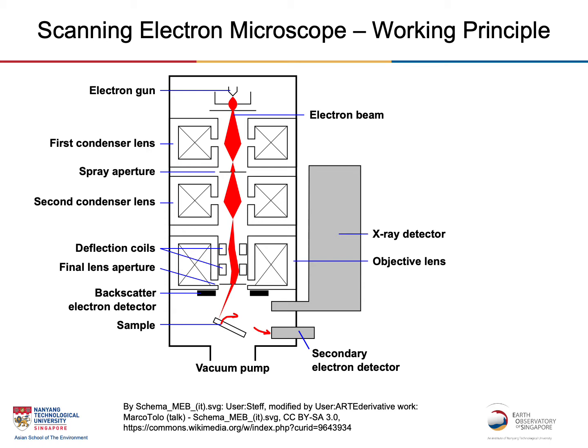Apart from producing secondary electrons, we also produce some X-rays, characteristic X-rays. Here we have the X-ray detector. This will collect the X-rays and then analyze them afterward in the computer somewhere here. And another one, a high energy electron that bounces back, gives you some other information, which is the backscatter electron, captured by this detector here. So that's the basic principle of how the scanning electron microscope works.